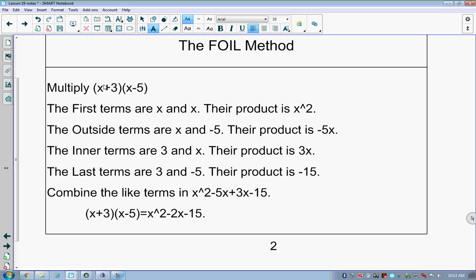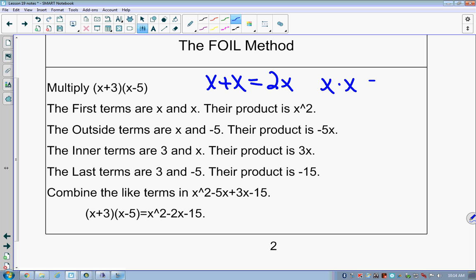I've dealt with this recently, and maybe it's from lower level classes like Algebra 1 or geometry, but I've seen students who really struggle understanding the difference between something like x plus x equaling 2x and x times x equaling x squared. Do we understand the difference between those two operations? Yes? Okay. So we need to know the difference between a change in coefficient versus a change in exponent. So x times x is x squared, all right?